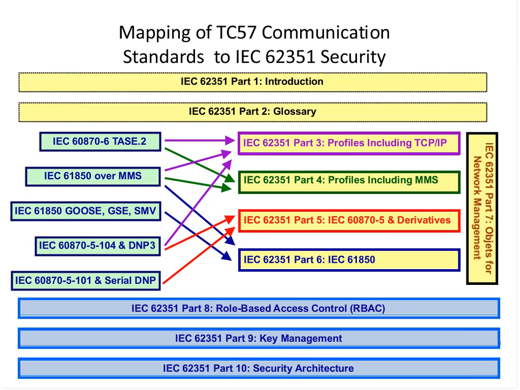And this is a very nice diagram that shows you how the various protocols within the TC57 family are being mapped to the various 62351 cybersecurity profiles that are being developed in Working Group 15. I like this slide because it really begins to show you that we are addressing the cybersecurity needs of all of these T&D protocols in 62351.